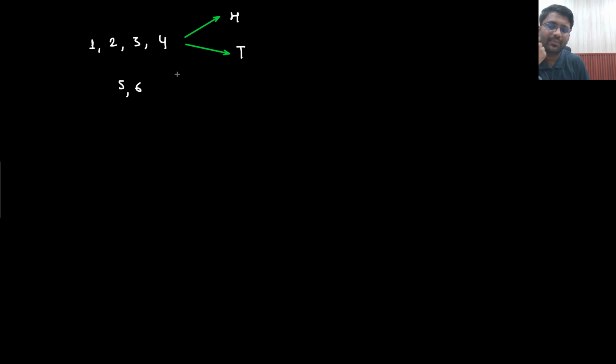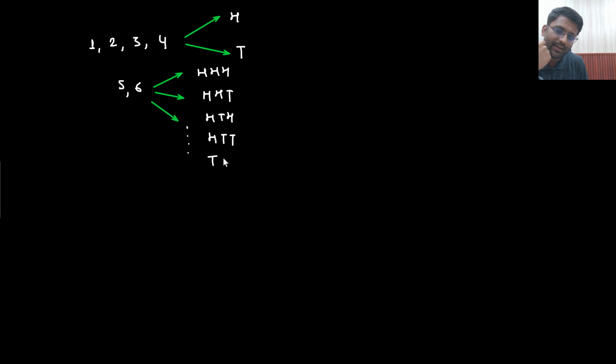And if 5 or 6 is shown, then she is tossing the coin 3 times. So what are the possible results? The possible results would be: head head head, head head tail, head tail head, head tail tail, tail head head, tail head tail, tail tail head, tail tail tail. These are the possible 8 results.